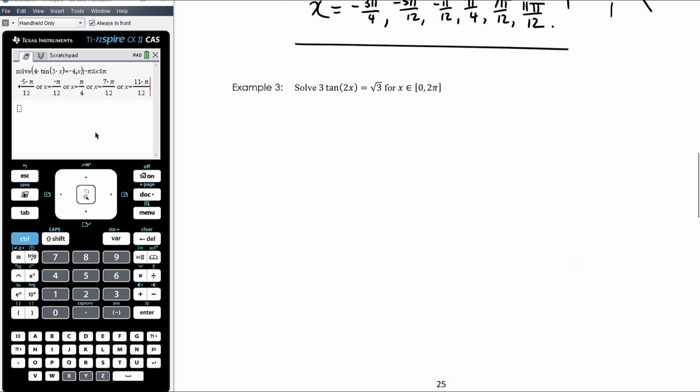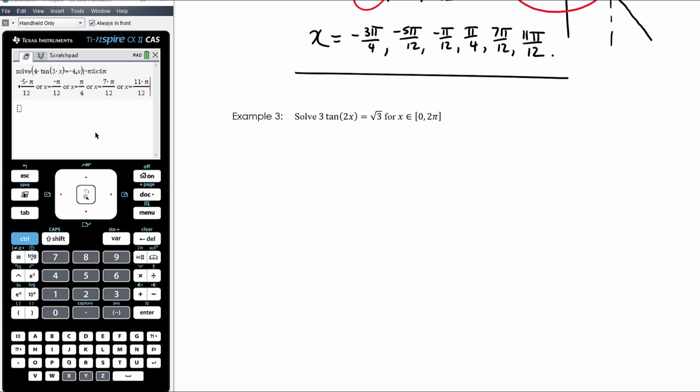All right, example 3 here. Let's have a look at solving another equation. So solve 3 times tan of 2x equals root 3. Okay, again, let's focus first of all on getting the tan on its own. So let's divide by 3. So we're going to have tan of 2x is equal to root 3 on 3. Now, remembering root 3 on 3 is the same as 1 on root 3, depending on how you've remembered and learned your exact values.